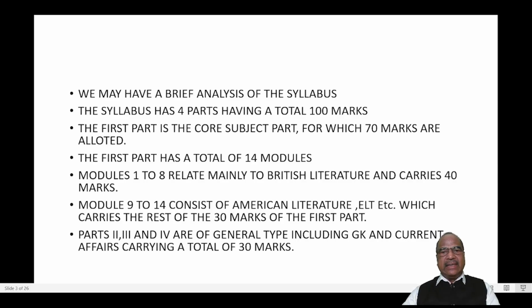So you note that there are 4 parts and the first part is the core part, which carries 70 marks. This is divided into 2. In total there will be 14 modules. The first 1 to 8 modules relate to British literature and modules 9 to 14 relate to American literature, English language teaching, research, etc. So you note that out of the 14 modules, 7 modules are detailed ones and 7 modules are non-detailed. From the detailed ones, they can even ask annotation questions. Okay.